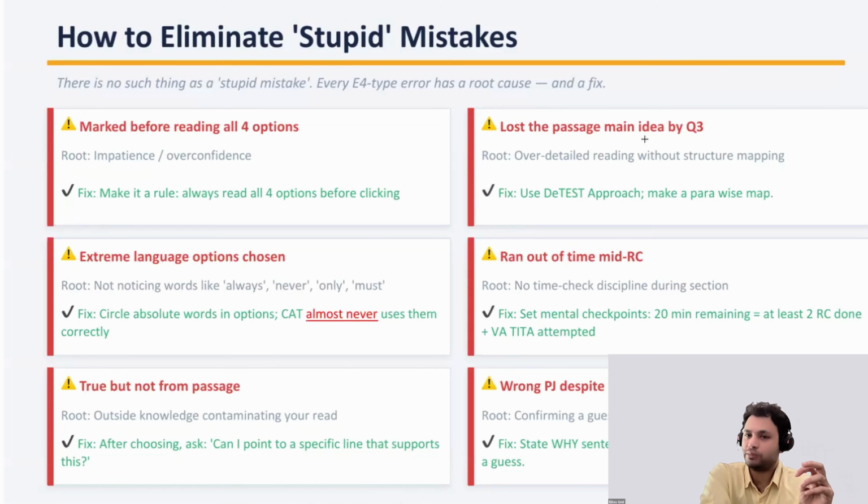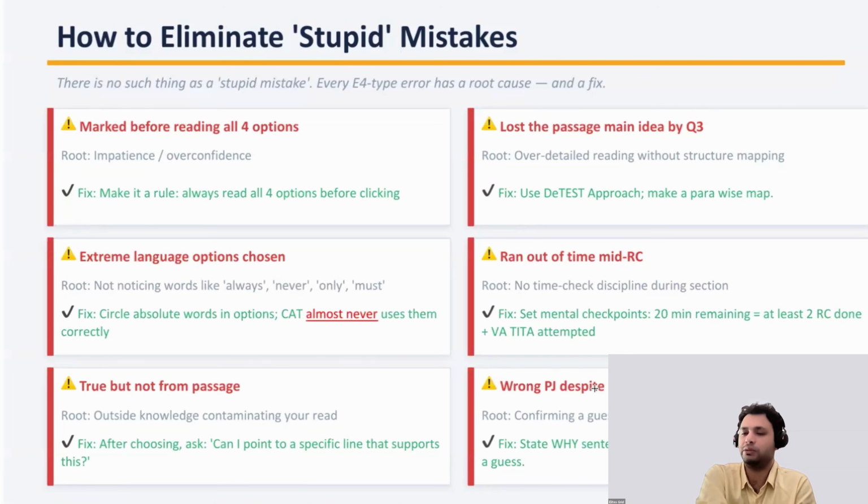If you have a retention problem, you need to use the test approach. You need to make pairwise maps. Okay. If you run out of time in the middle of the RC, then that basically means you need to reshuffle the way that you are attempting the paper. Maybe do RCs first and then save the last 10 minutes for verbal ability. This is again something that you can very easily fix by just shuffling the order of what you're attempting.